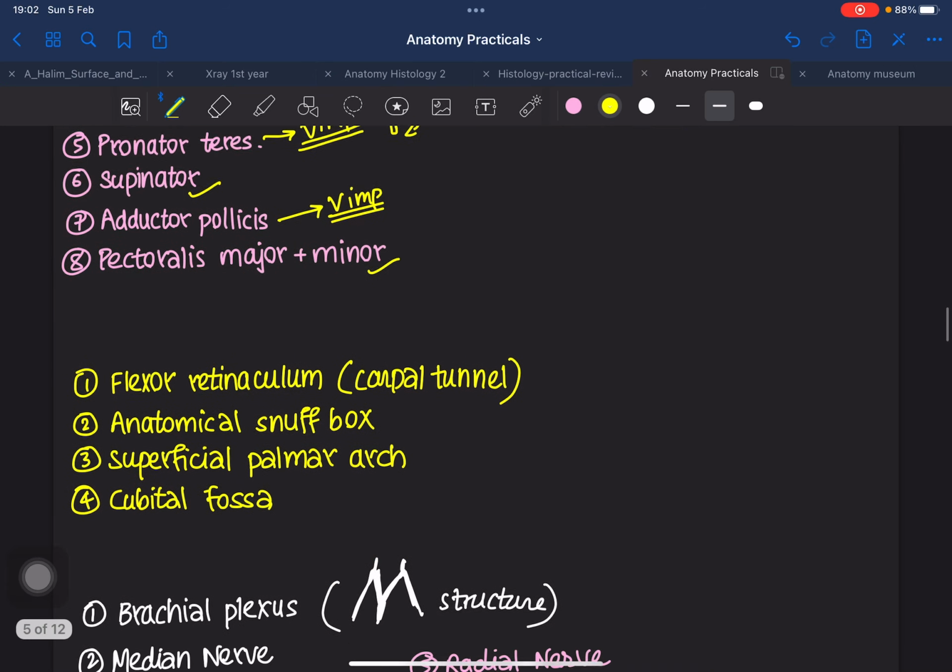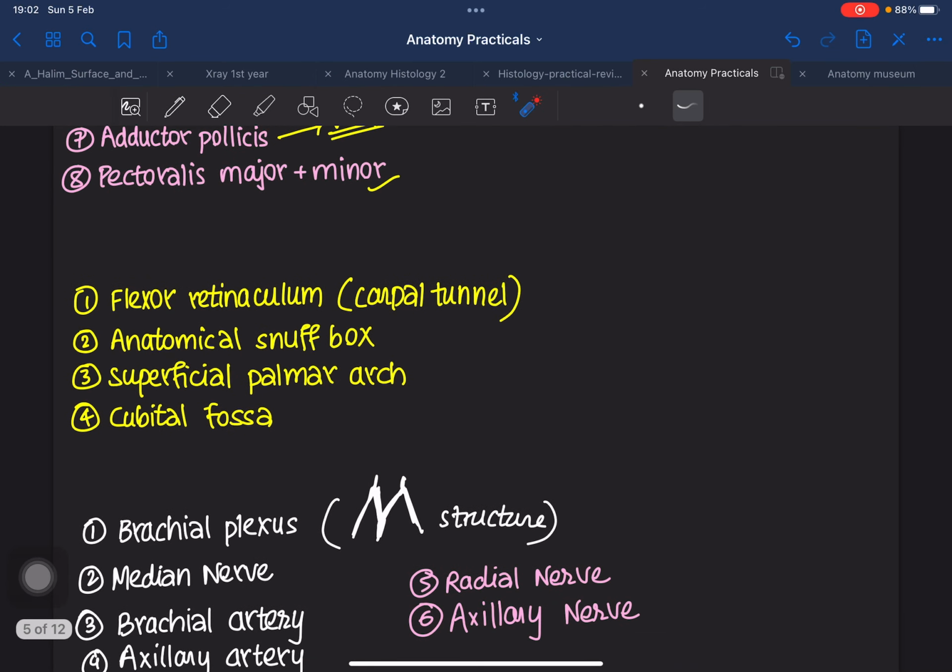Don't miss these points. Study extra as much as you can, but don't miss all these muscles. Further moving on, also study the flexor retinaculum, that is the carpal tunnel. Anatomical snuff box could be asked. Superficial palmar arch could be asked. Cubital fossa could also be asked.